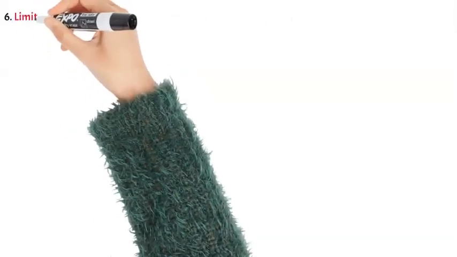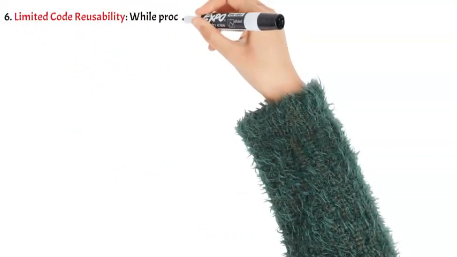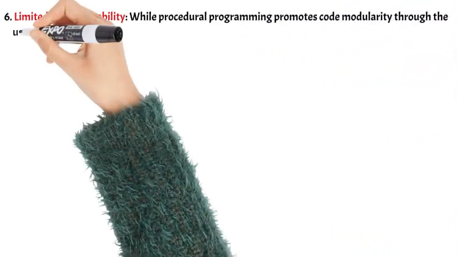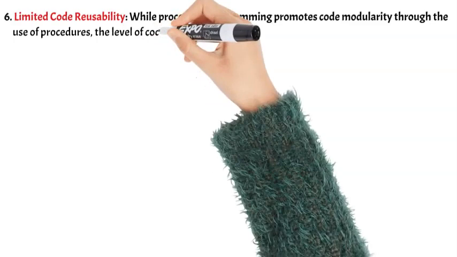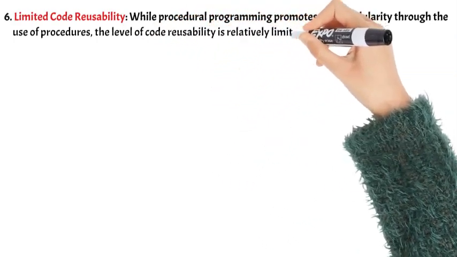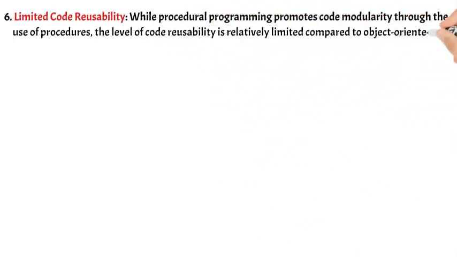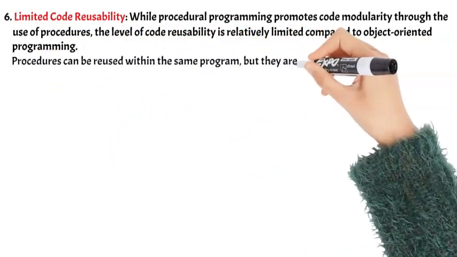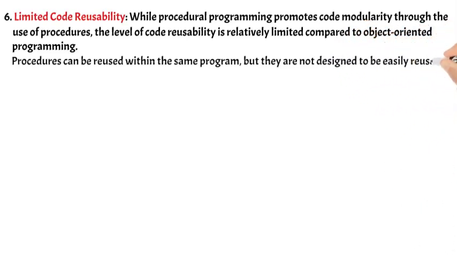6. Limited code reusability. While procedural programming promotes code modularity through the use of procedures, the level of code reusability is relatively limited compared to object-oriented programming. Procedures can be reused within the same program, but they are not designed to be easily reusable across different programs.